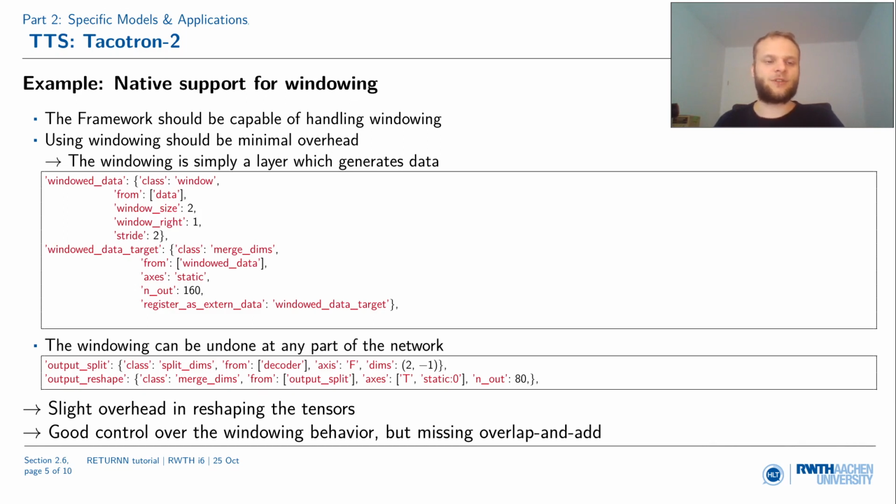Because we want to run the postnet on the single feature frames, we need to undo this merging. So we first split the dimensions again into the window axis and the regular feature axis, and then merge the window axis back into the time axis. This gives good control of the windowing behavior, so that we can predict an arbitrary number of frames per decoder step, but still revert the process and operate on the single frames in the postnet. While we can add overlapping windows by using the window layers, so far RETURNN is lacking a layer to add the overlapping windows back into one sequence, so this would be something to be implemented in the future.